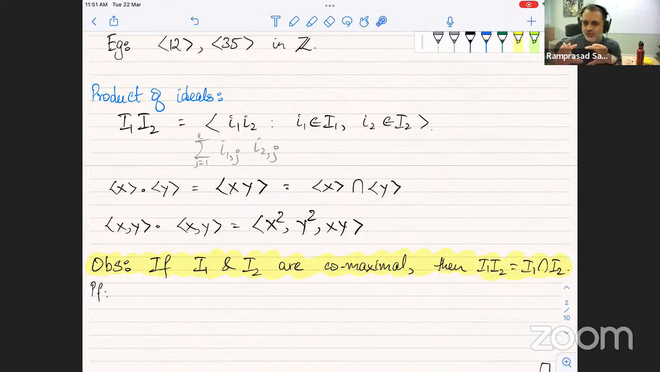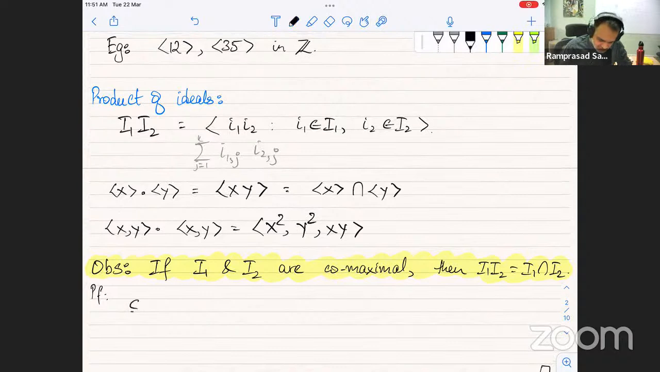co-maximality is something to do with their behavior in the ambient space, whereas this statement could be true for very small ideals inside a large ring. It might be the case that I1 and I2 together are nowhere close to generating all of R, but maybe they still satisfy this equation. I don't have a concrete example off the top of my head, but this is the reason why I believe it's not an if and only if. But yeah. Okay, so let's try.